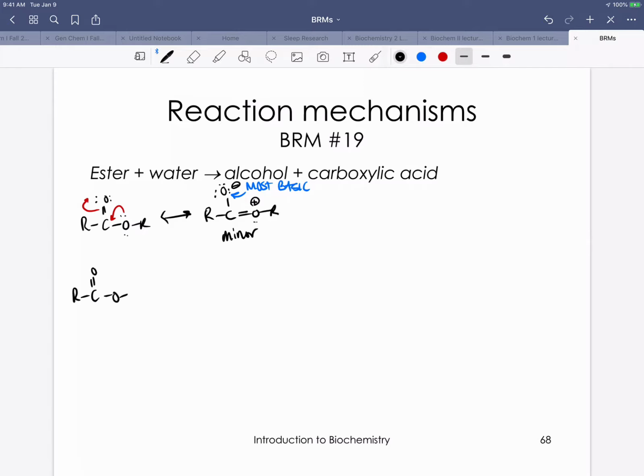So let's then begin with our mechanism here. I'm going to redraw my ester here. We do want to protonate, and we're going to use acid to do this. We're going to have our acid shown here. Protonation makes this guy a better electrophile, so that it's better able to react with our weaker nucleophile, which is water. Nucleophilic attack generates our tetrahedral intermediate.